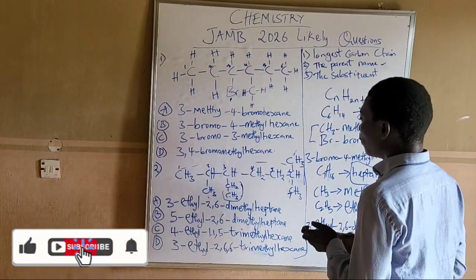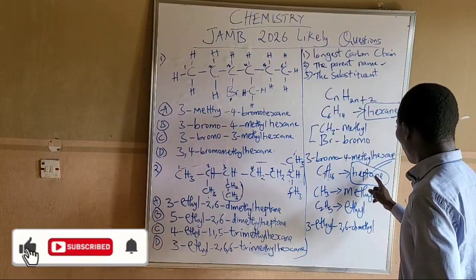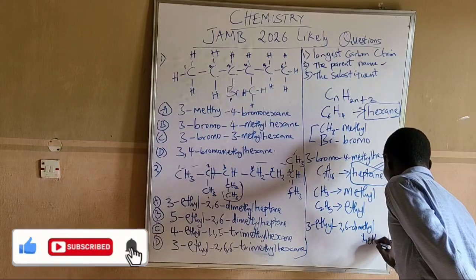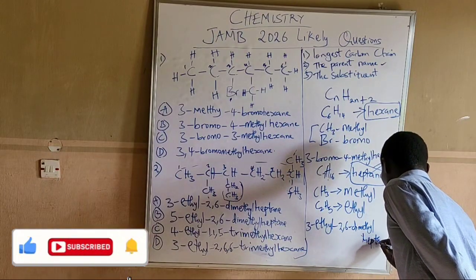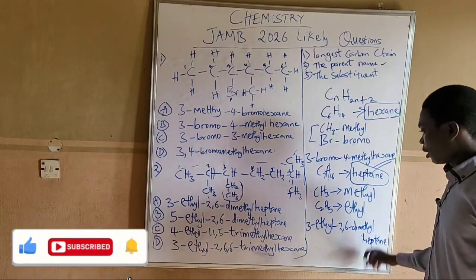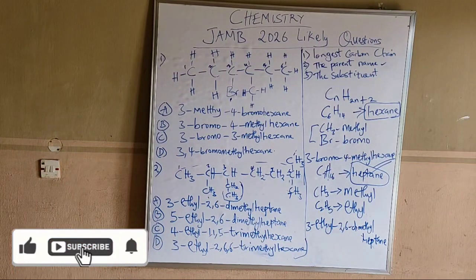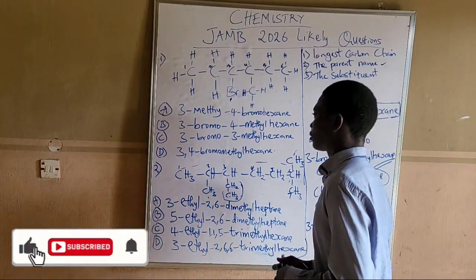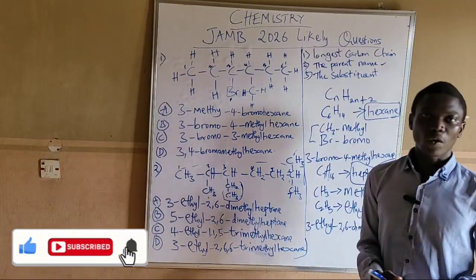Dimethyl what? What is the parent name? The parent name is heptane. So dimethyl heptane. This place doesn't contain it, that's why I wrote it here. So that's 3-ethyl-2,6-dimethylheptane, and the correct option to that is option A. Option A is the correct answer.